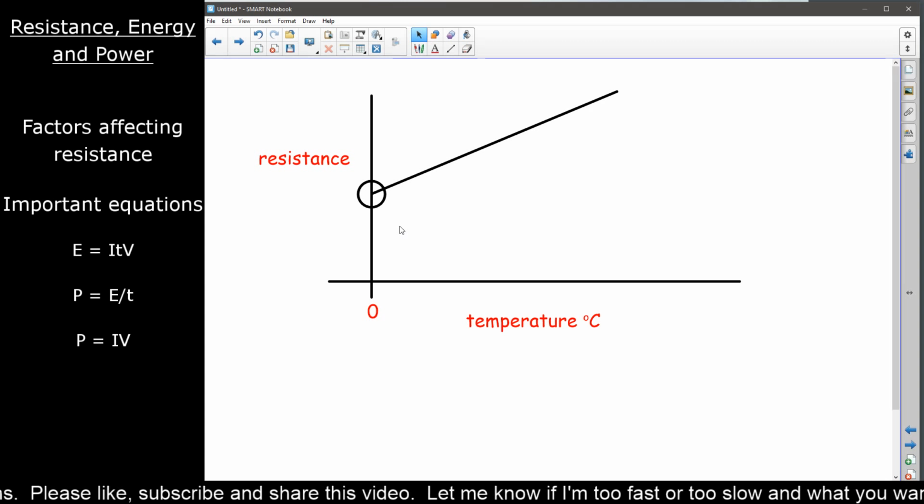I'm just checking the chat here. Thomas Silk, yes, this is for triple award. I'll try and point out the differences for triple and double. All right, now moving on then.